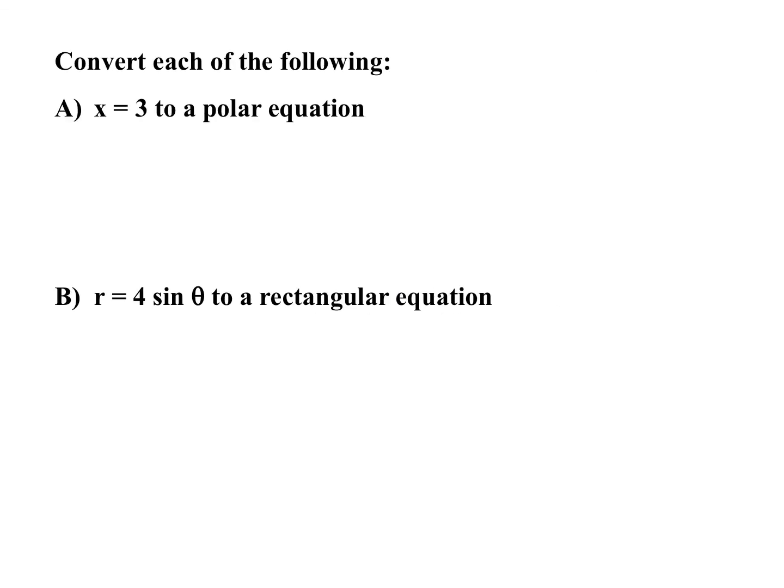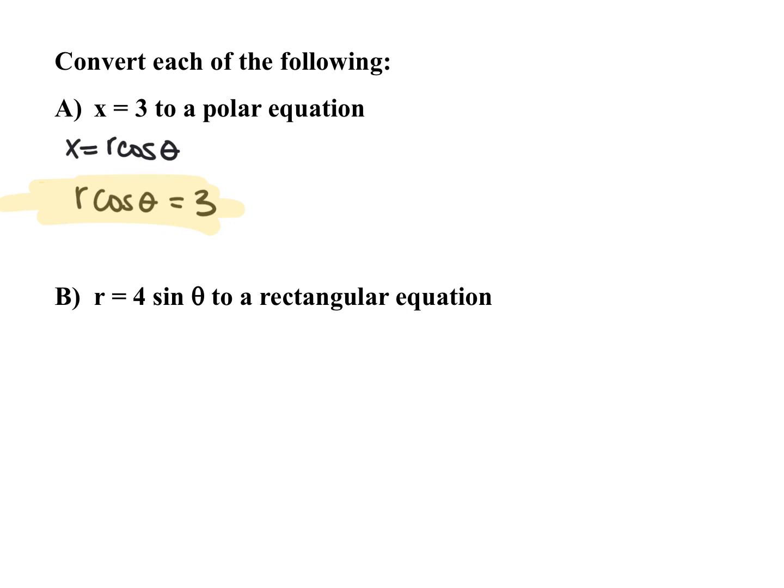We can also use these to help us convert equations between polar and rectangular. So for this first one, part A, we have the rectangular equation x is equal to 3. So use the information from the previous slide and convert this into a polar equation. So I just used the fact that x is equal to r cosine theta, and I just replaced the x in the original equation with r cosine theta. So the equivalent equation in polar form would be r cosine theta equals 3.